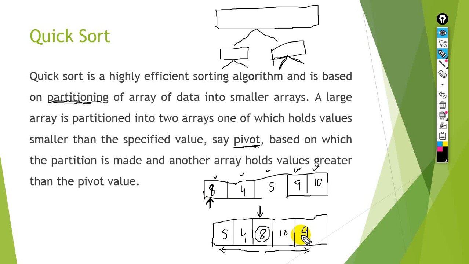Still the array is not in sorted form. So now we will do partitioning when we find the exact position of the pivot value. So now this is the exact position of the pivot value. When you find the exact position of the pivot value, it means on the right side we will have larger values than this pivot value, and on the left side we will have smaller values than the pivot value.